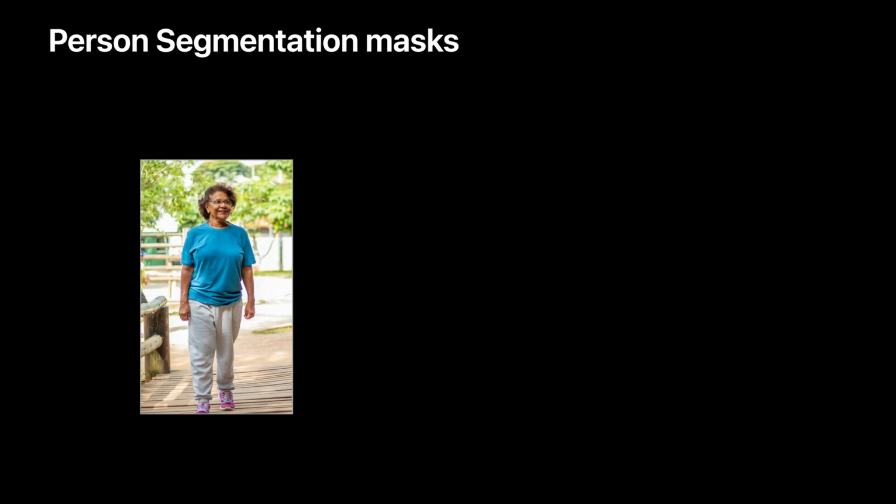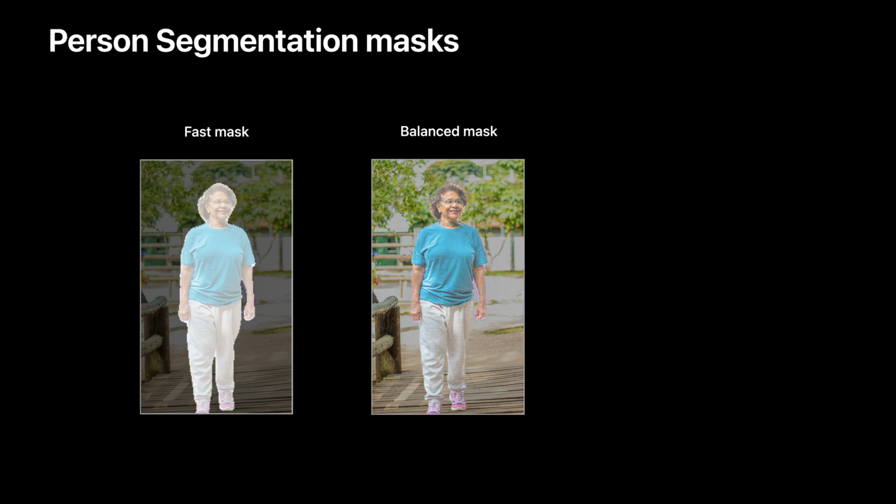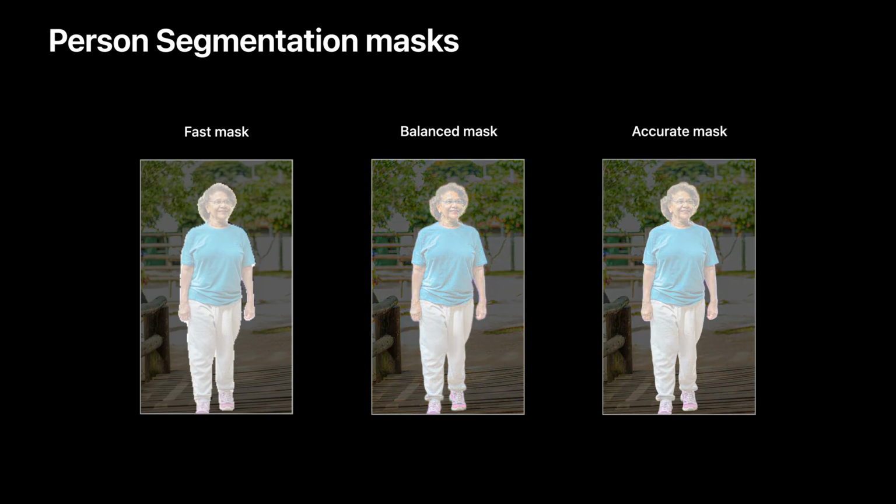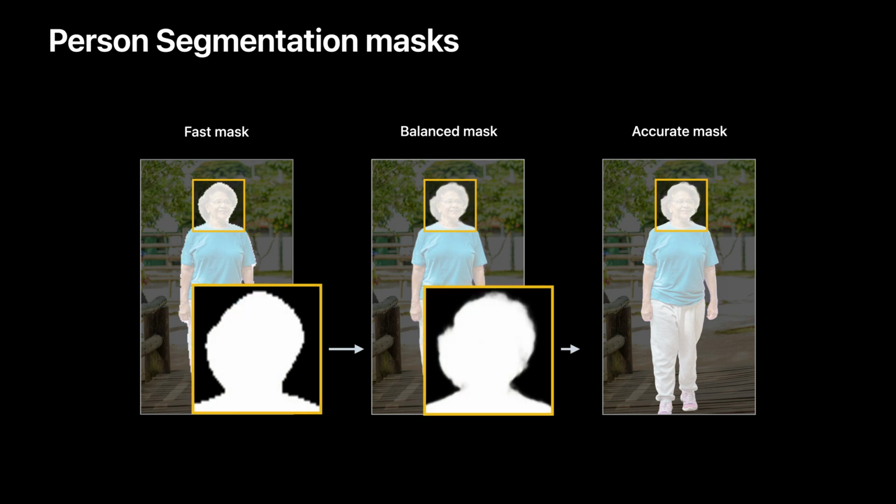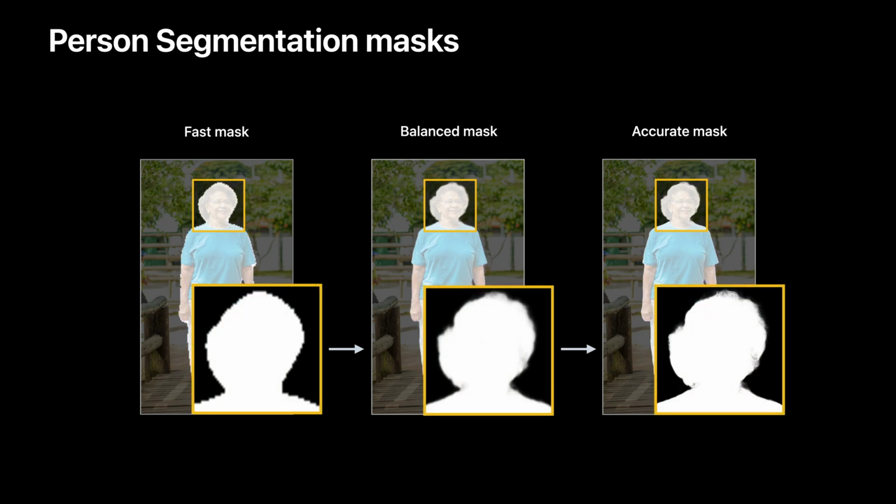Processing of person segmentation request will produce a segmentation mask. Let's look at the original image and 3 different quality level masks generated by executing person segmentation request: fast, balanced, and accurate. Let's zoom in to look at the details of each mask. As expected, when we go from fast to balanced and eventually to accurate, the quality of the mask increases and we start seeing more and more details.